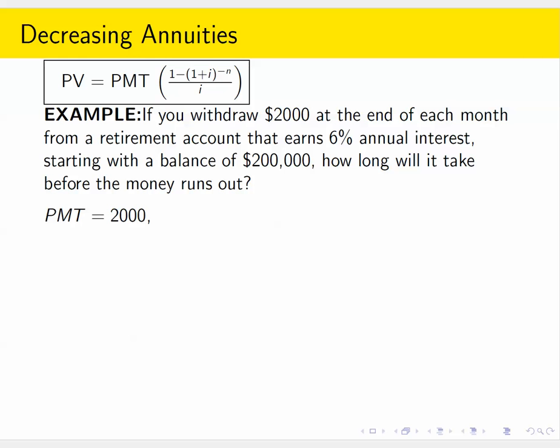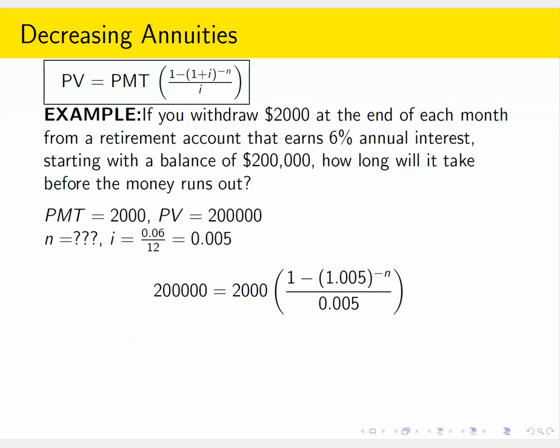Our payment size is $2,000. Our starting present value is $200,000. We don't know how many payments will be made. N is the variable we will need to solve for. And we know the periodic interest rate is 6% divided by 12. Plug everything we can into the present value formula. And the unknown we need to solve for is N. N is in the exponent, so we can expect to need to use logarithms in order to solve for the variable in the exponent.